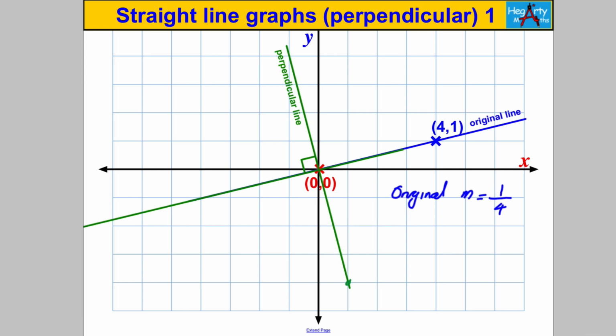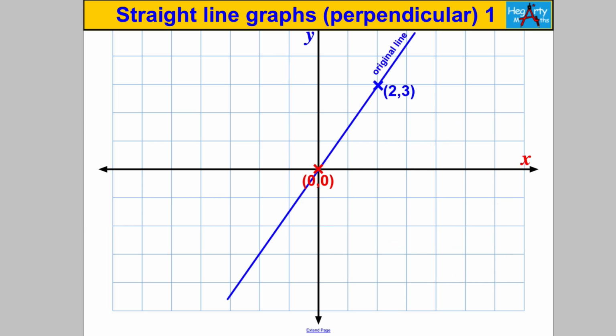What about the perpendicular line? Well, as I move to the right one, I go down 4. So its gradient is negative 4. And again, these two gradients are the negative reciprocals of each other. Let's do one more to check that's actually true.